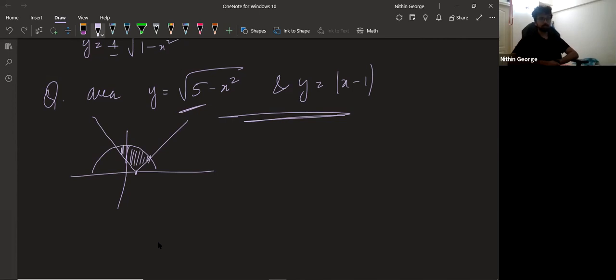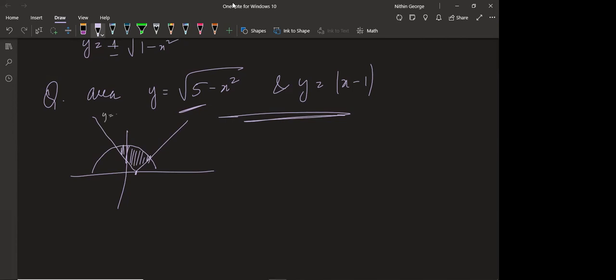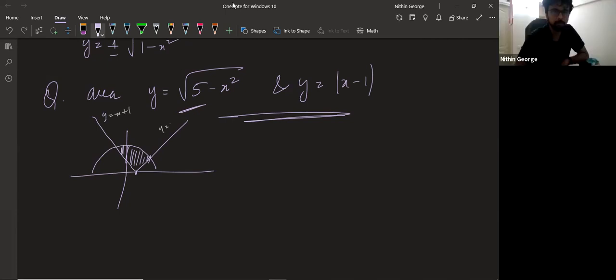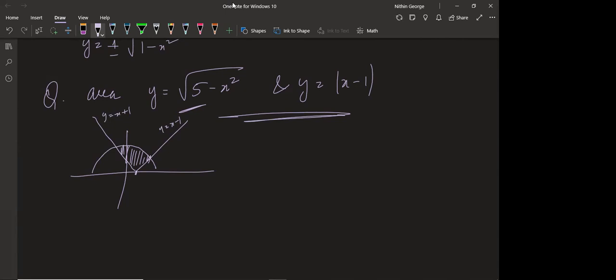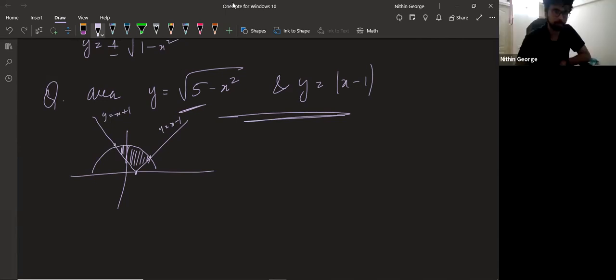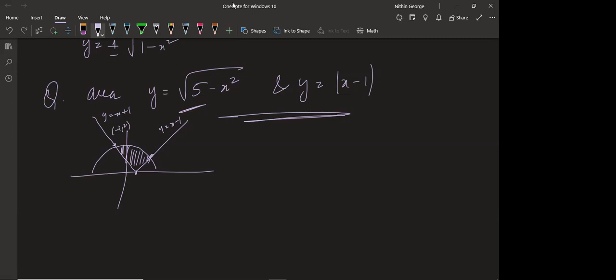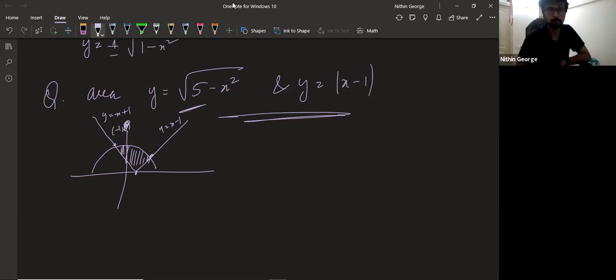We find the points of intersection first. So this is y equal to minus x plus 1, and this is y equal to x minus 1. What did you get? Minus 1 and 2, sir. I mean, minus 1 is one x value and 2 is one x value. Okay. Minus 1 is here and 2 is here.